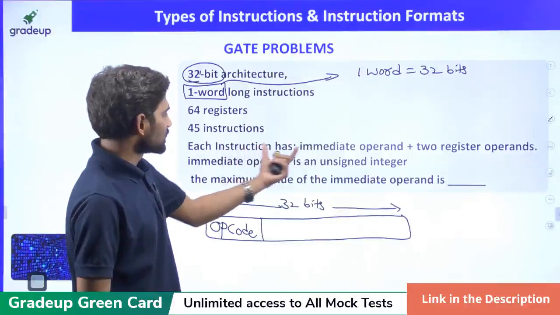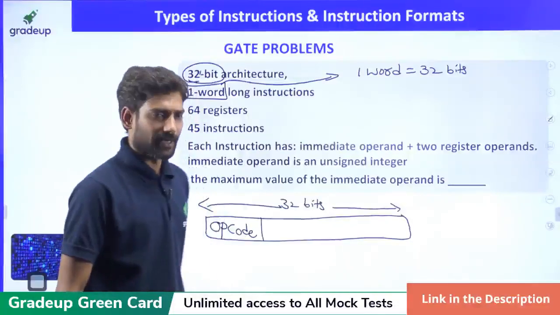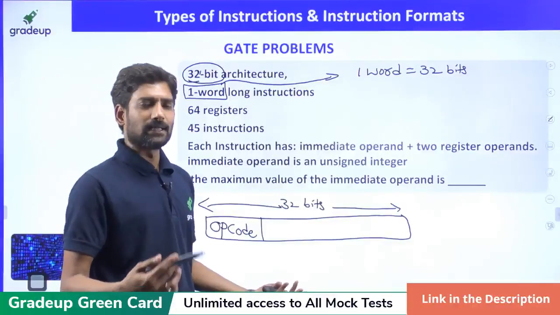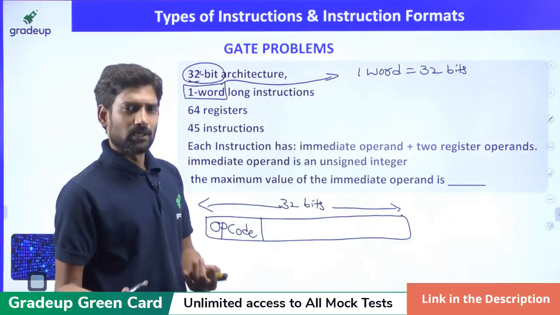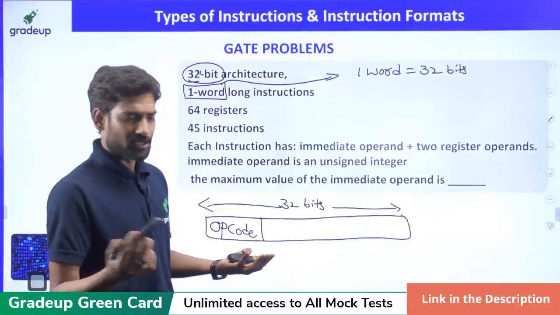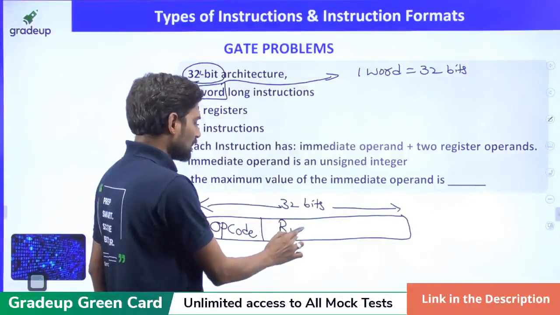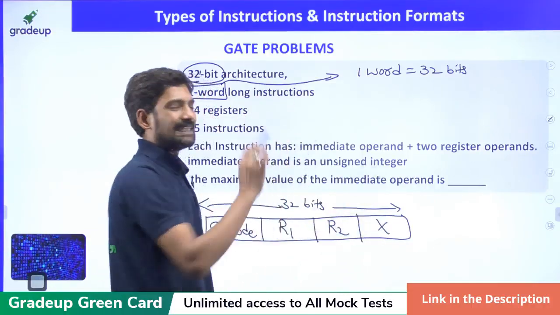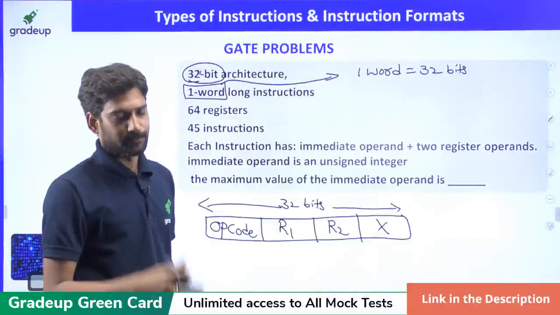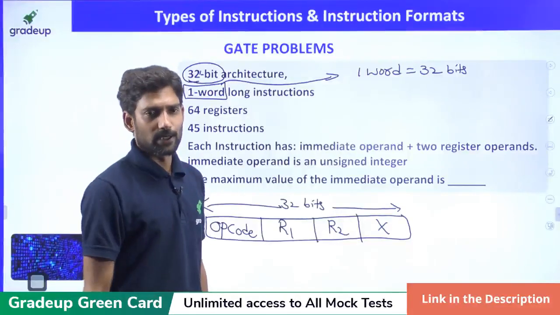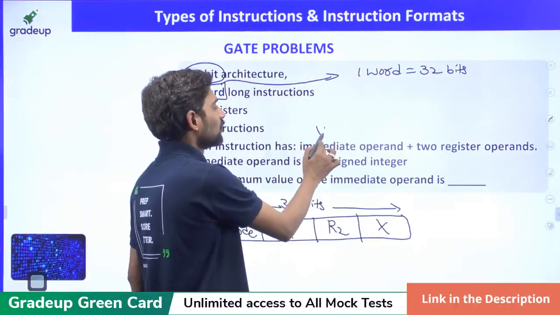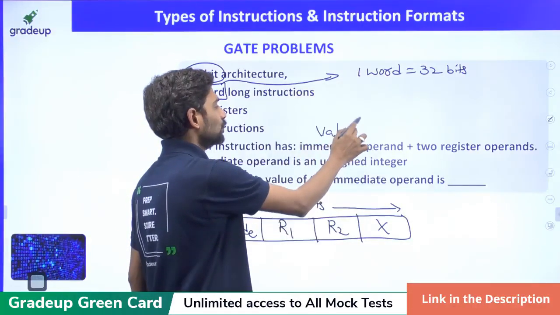Each instruction has one immediate operand and two register operands. It is not given whether they are source or destination, so you can write in any order you wish. I am taking the two register operands as R1, R2, and let X be the immediate operand. What does immediate operand mean? Value.